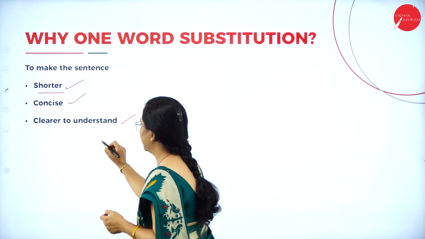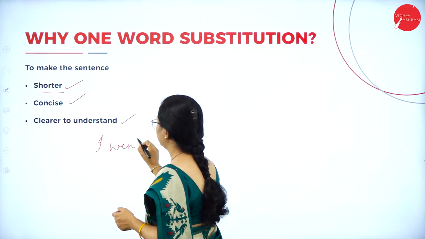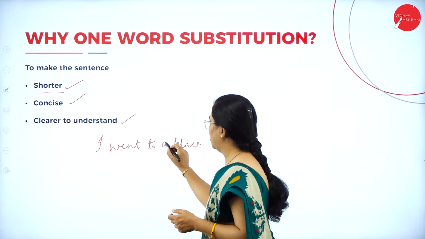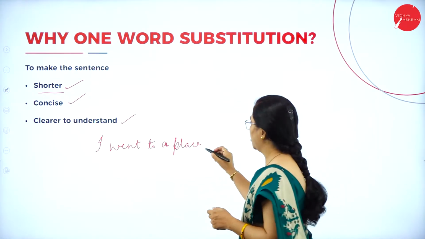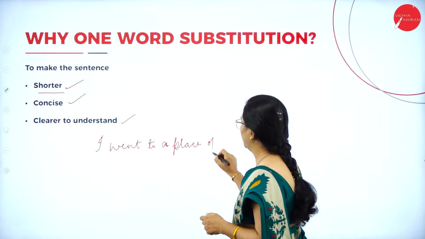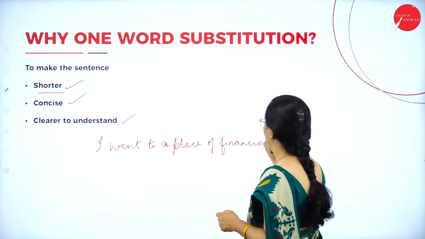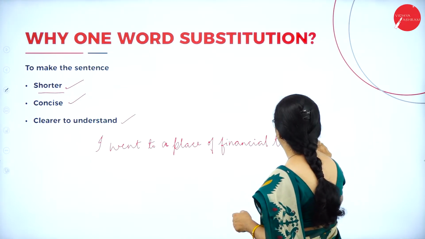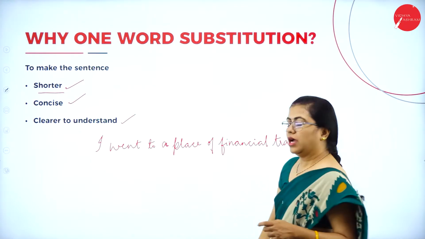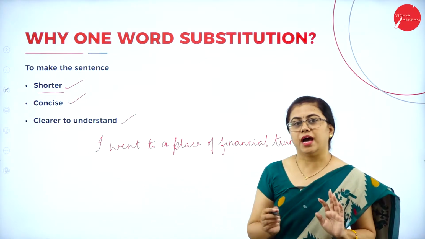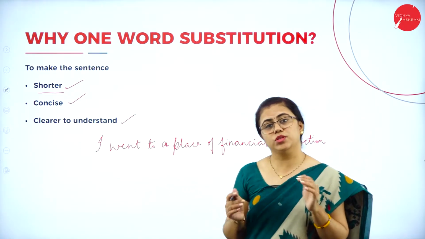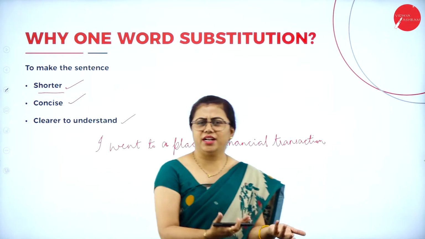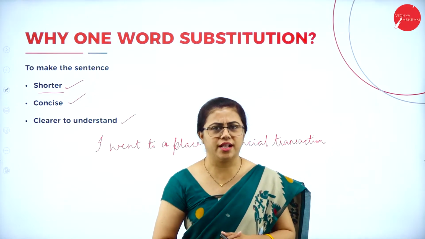Suppose I take this sentence, I went to a place. I am unaware of a word which can be used over here. So I say, I went to a place of financial transaction, or maybe a place where financial transaction takes place. So I have used unnecessary words over here, and also the sentence is not clear. Where did I go? To some place where financial transaction would happen.